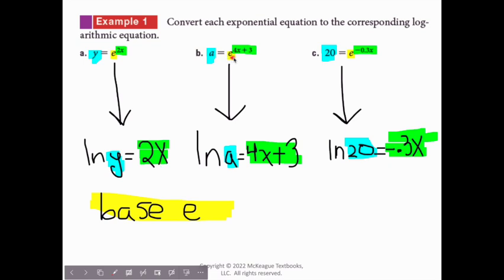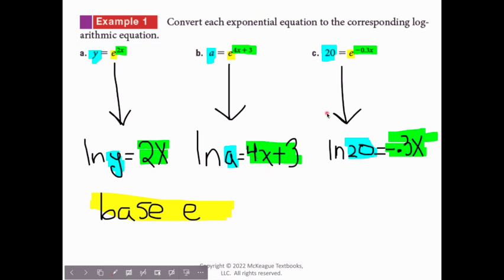In the next one here, you'll see that we are using a base e again. So I want to note that we are using the natural log because that's log base e. A is the argument, so that goes here. And then 4x plus 3 is the exponent in exponential form. So we're going to set natural log of a equal to 4x plus 3.